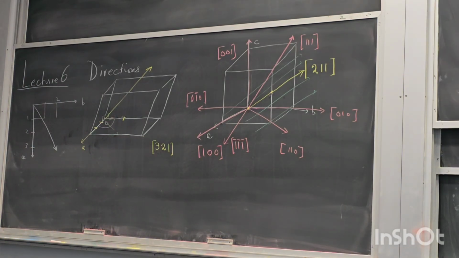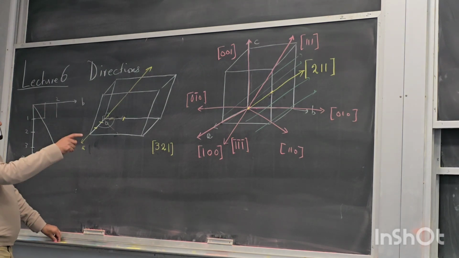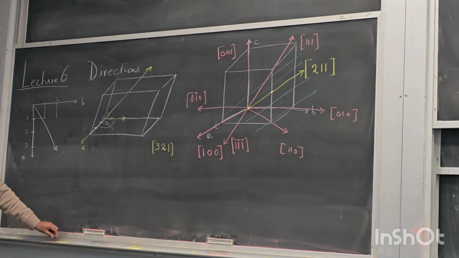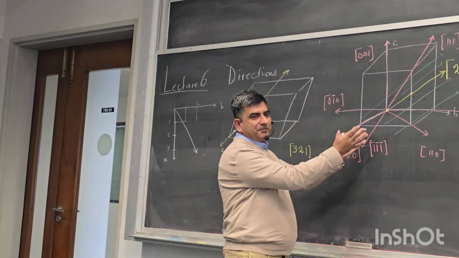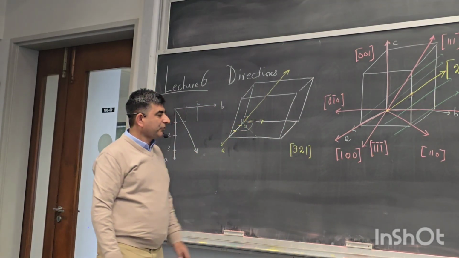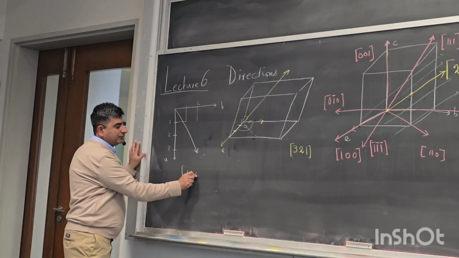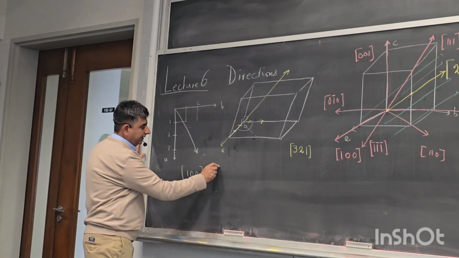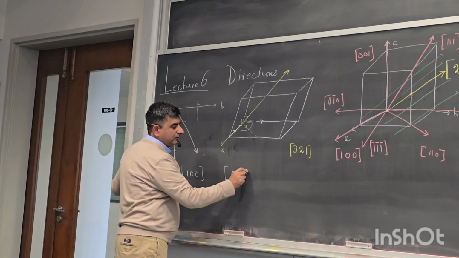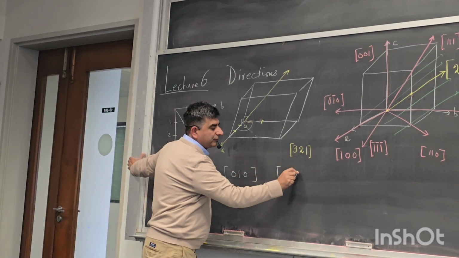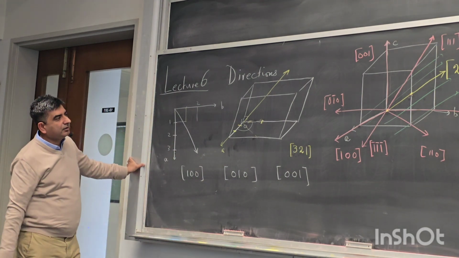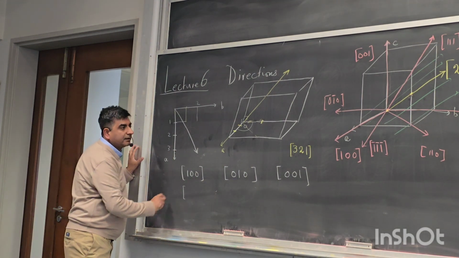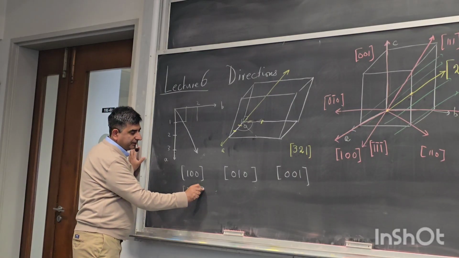Now, if you look at the cubic crystal system, all edges are the same. Let's talk about the edges. If we look at the edges that bound this unit cell, there is, of course, [1, 0, 0]. There is [0, 1, 0]. There is [0, 0, 1], correct? And then there are the directions that are just the opposites to these.